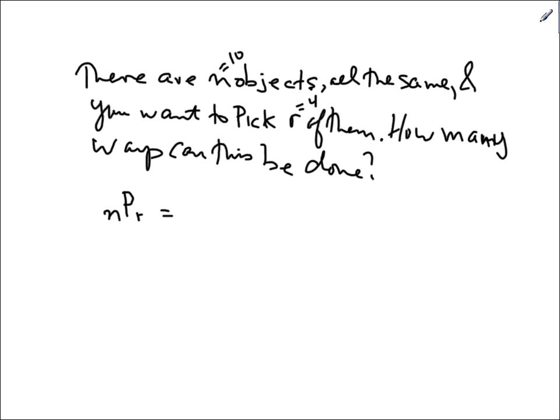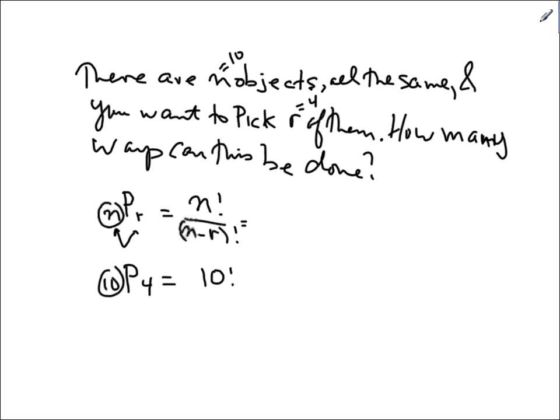That's the notation. The left number, n, goes on top with a factorial, and the difference between the two gets a factorial on the bottom. So in our case, we have 10 and we want to pick 4. So it's 10 factorial on top and, excuse me, the difference on the bottom. 10 minus 4 is 6.